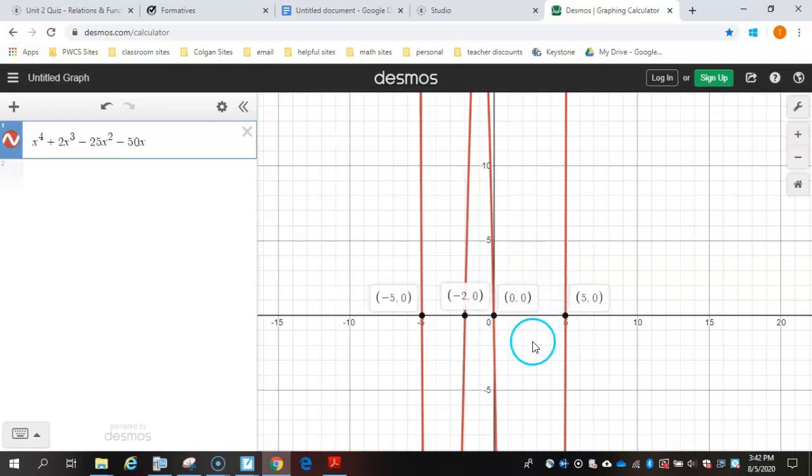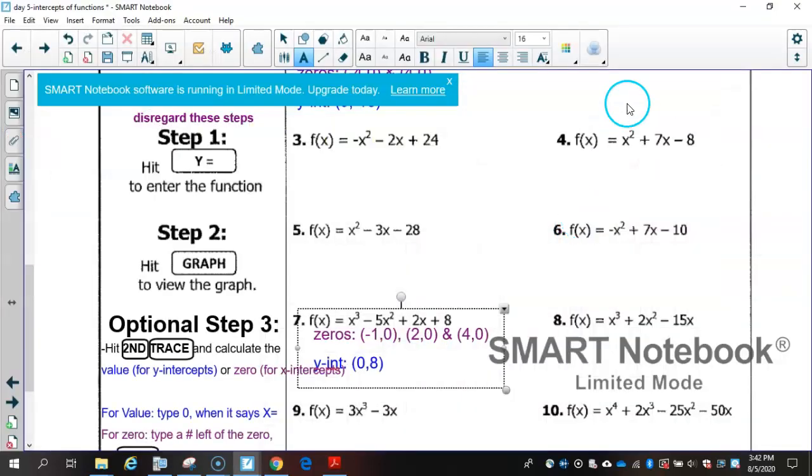Now here, because the origin, or the middle of the graph, is a 0, it's also a y-intercept, because when x is 0, y happens to be 0. So those are your zeros and your y-intercept. Let me write that down really fast. So I can put that on this.